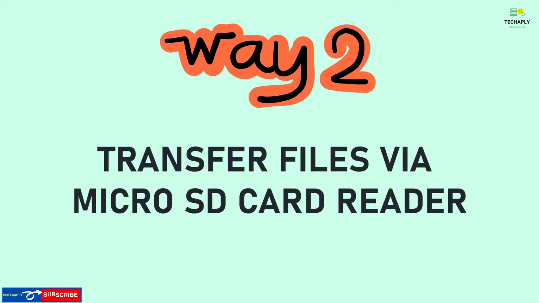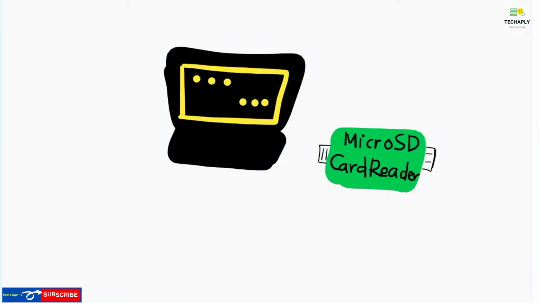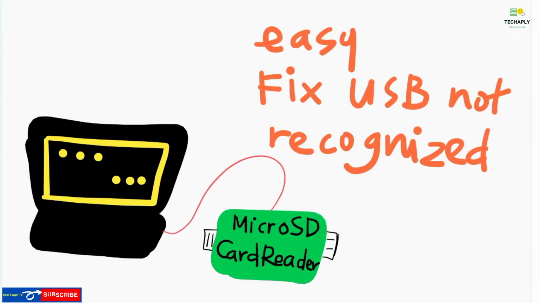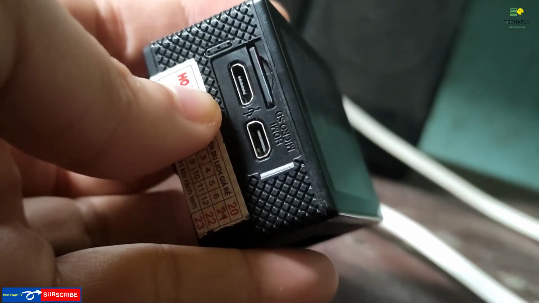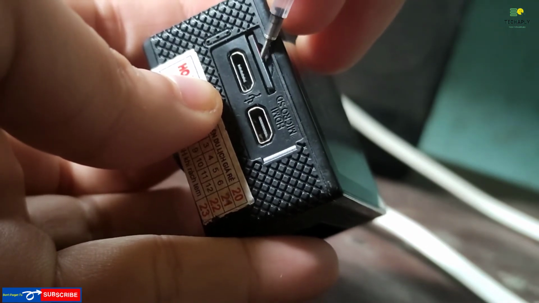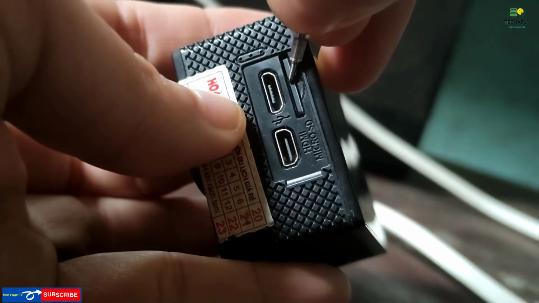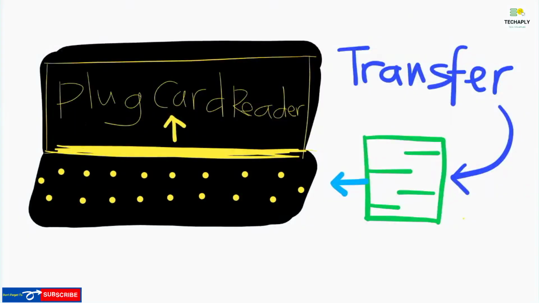Way number two. Transfer files through an SD card reader or micro SD card reader. And this only applies for people who have a micro SD card reader available. And actually, it's also very cheap to get one. So, turn off your action cam. Next, press a little on the micro SD card to eject the card out of its tray. Now, put it in the micro SD card reader. Plug the micro SD card reader into the PC and start your transferring.